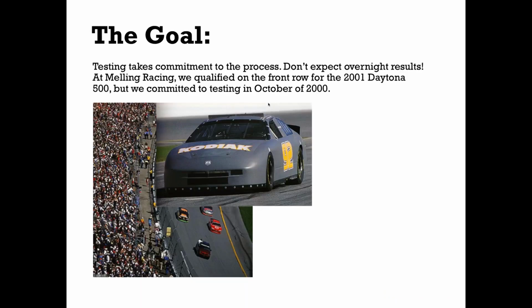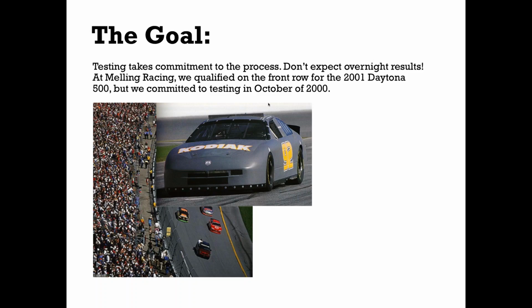Now, the second part is this. It takes a commitment to that, because it's not an instant overnight success where you end up with some kind of great result. For example, when I was at Melling, one of the things I'm most proud of that we did as a small independent team is when Dodge came back in 2001, we qualified outside front row of the Daytona 500. But that didn't happen by chance.